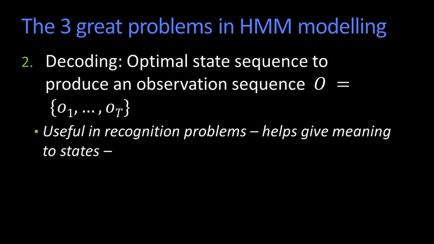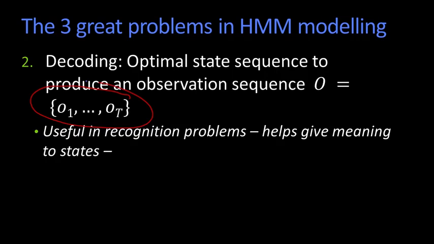Another problem is what's called decoding the sequence. Remember, you have a sequence of observations, and the question is, what's the single most likely sequence of states to have generated that sequence of observations? So it's not all possible ways these observations could be generated.